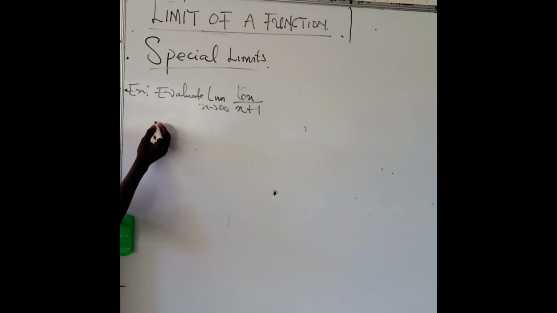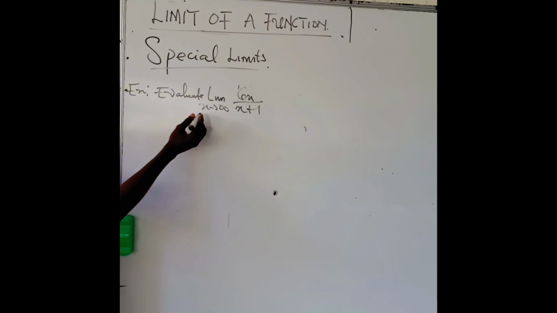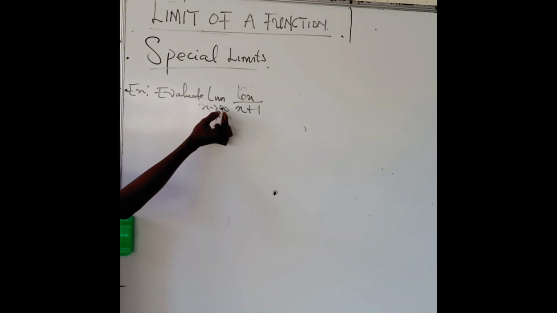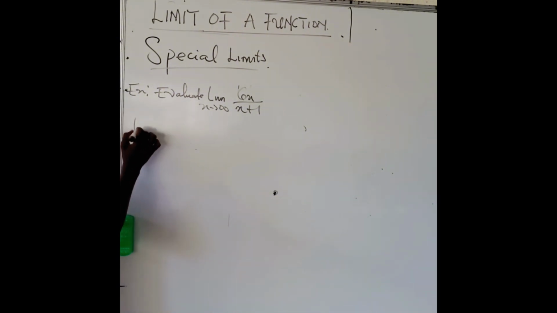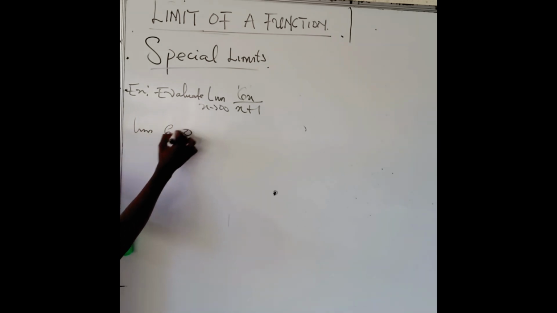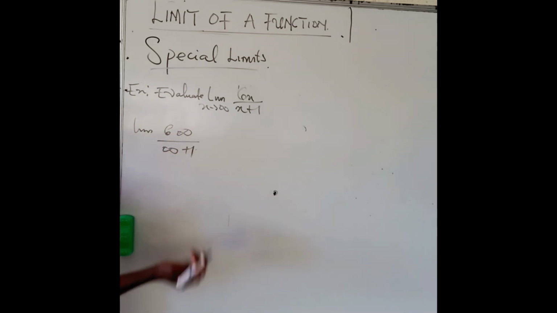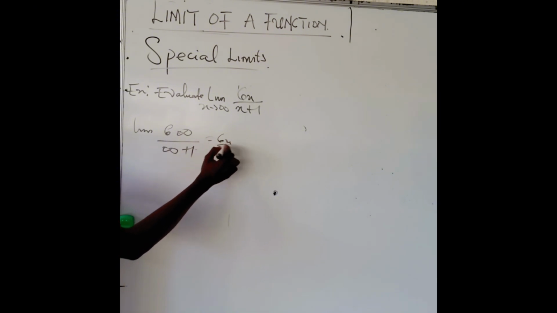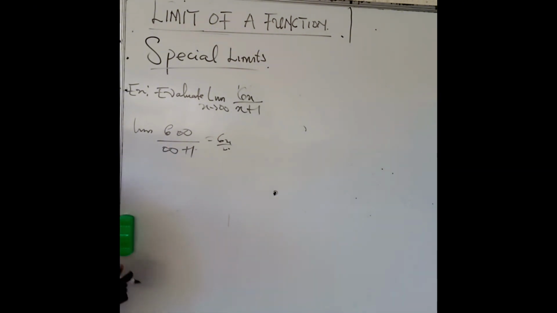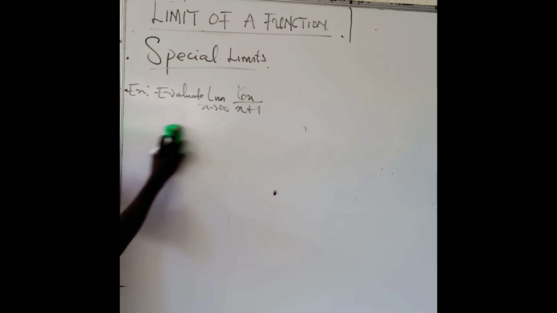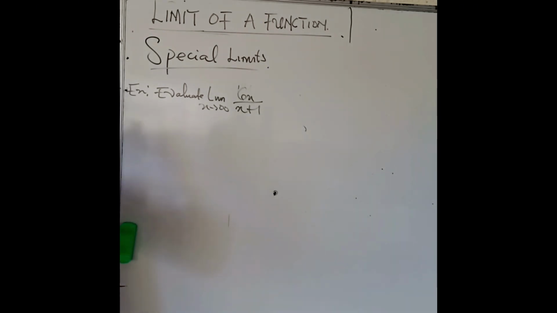Now, if I solve it using direct substitution method, it means whenever we see s, we put infinity. So the question is now going to be limit of 6 infinity over infinity plus 1. It doesn't make sense. So now, what are you going to do? Whenever you see a question on a special limit, the first thing you do is divide by the highest power of s, in both numerator and denominator. What do I mean by that?